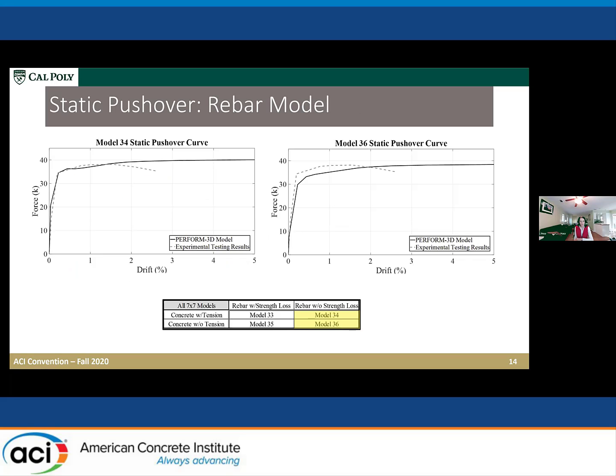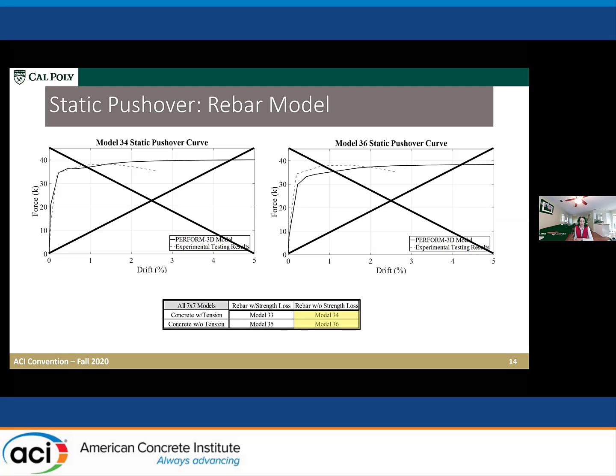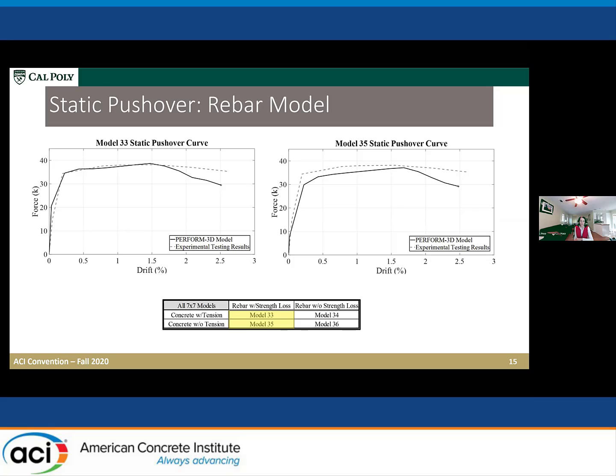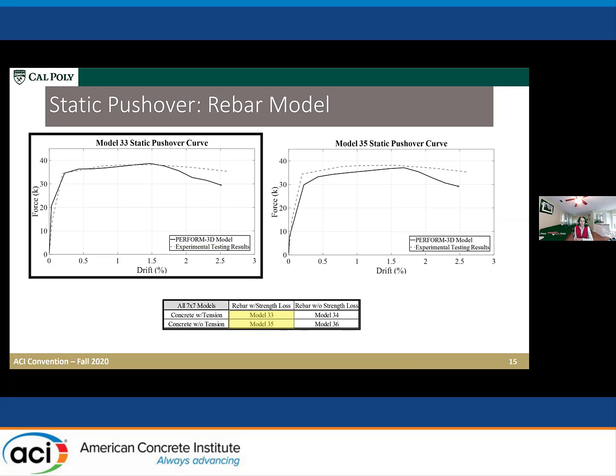The next thing they investigated was the rebar models. These plots right here show the 7x7 models that had no strength loss, and what you can see is globally the strength just is maintained on and on to very large drifts, which is not realistic, so these two models were rejected. Now moving on to the 7x7 mesh models that had strength loss, we see model 33 and model 35, but it looks like the initial stiffness and the peak strength of model 33 captures the performance a bit better, so that was the model that the students proceeded with for their pushover.